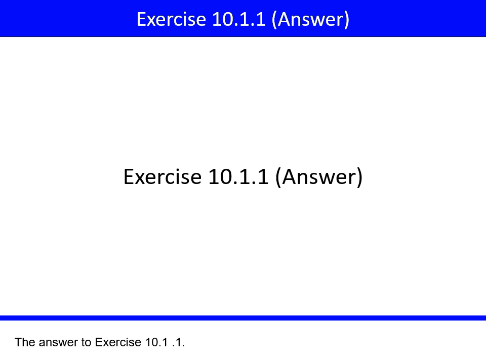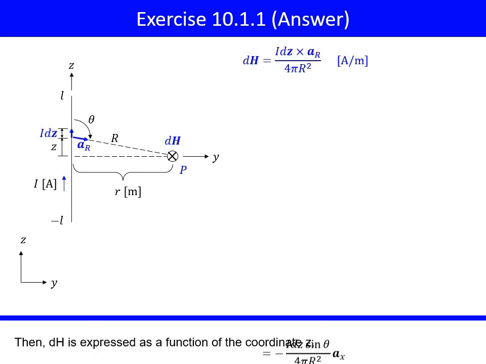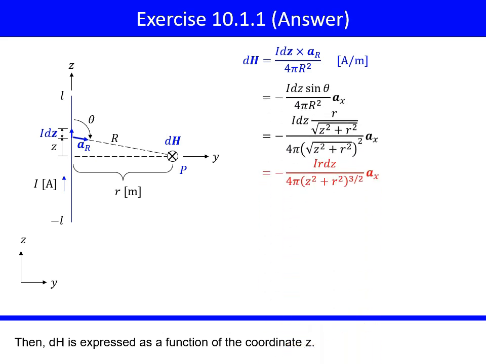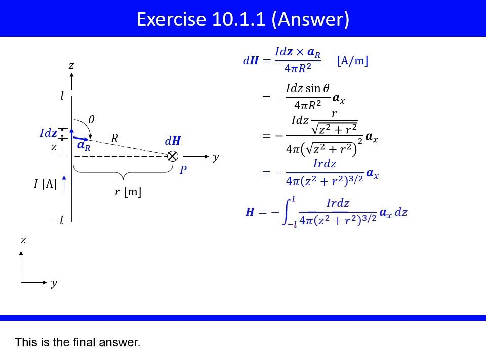The answer to exercise 10.1.1. According to Biot-Savart law, the differential magnetic field strength dH is given by this equation, where Idz is the differential current, and aR is the unit vector from the current element to point P. Then, dH is expressed as a function of the coordinate z. The total H is obtained by integrating dH along the conductor from negative L to positive L. This is the final answer.